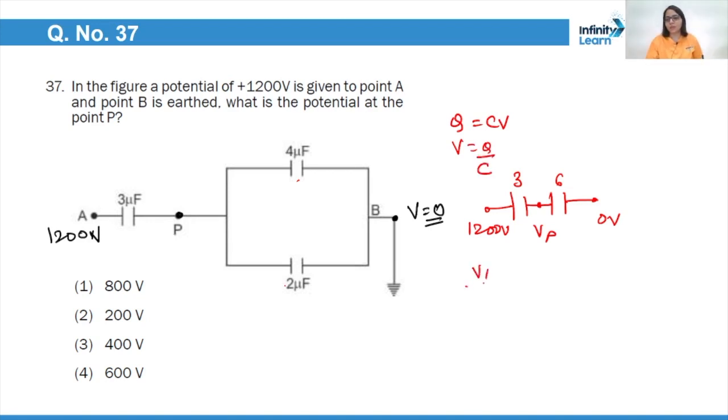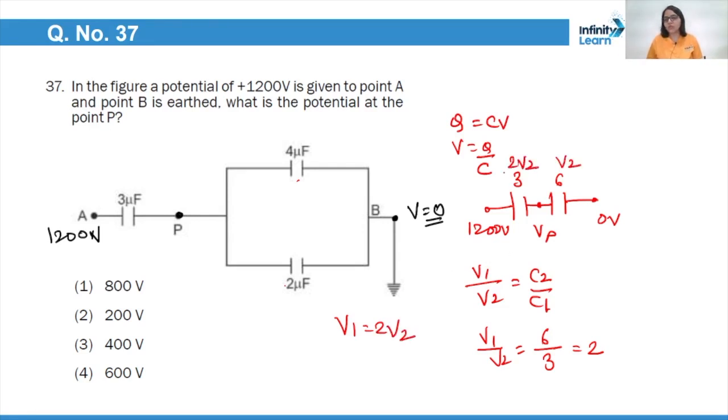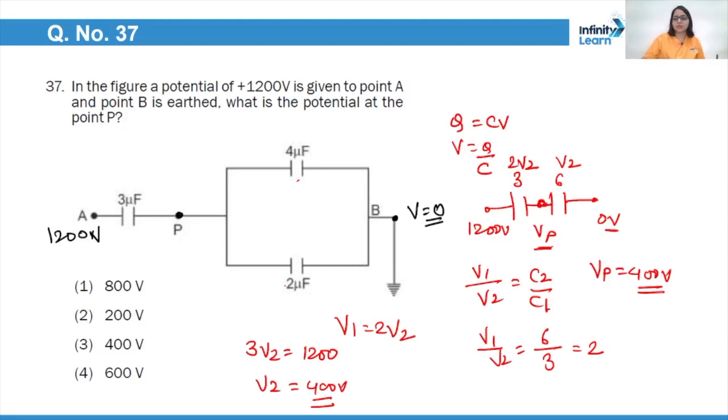So V1 upon V2 will be C2 upon C1. Right. So this 1200 volt potential difference will be divided across 3 and 6 in the inverse ratio of their capacitances. So V1 upon V2 will be C2 upon C1, which is 6 upon 3, that is 2. That means V1 is equal to 2V2. Fine. So if it is V2, then 2V2 will be V1. So total 3V2 is equal to 1200. So V2 will be 400 volt. And V2 is nothing but the potential difference of point P and 0. So that is Vp, which is 400 volt. So the correct answer is option 3.